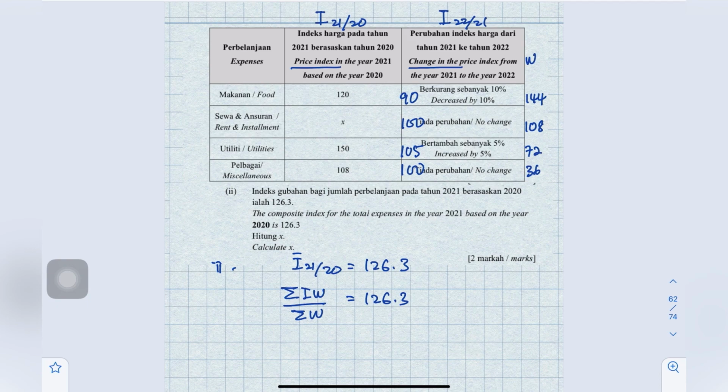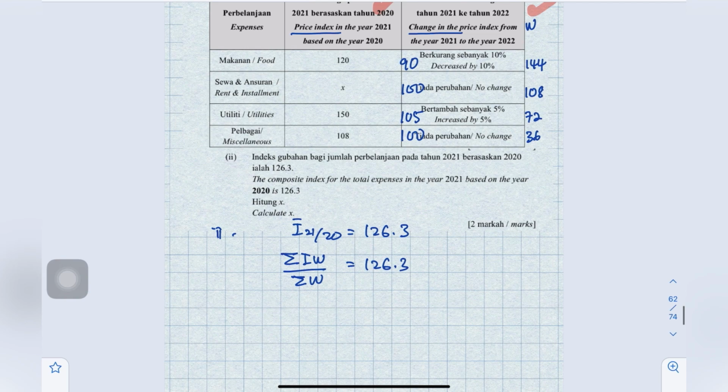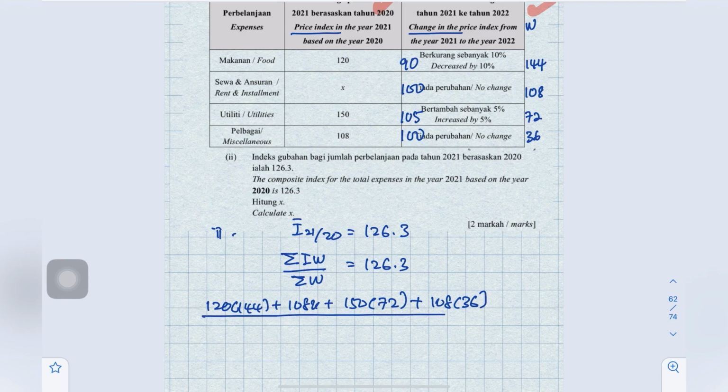So we multiply each index by its weightage: 120 times 144 plus 108x plus 150 times 72 plus 108 times 36, divided by the total weightage, 144 plus 108 plus 72 plus 36. So this equals 126.3.